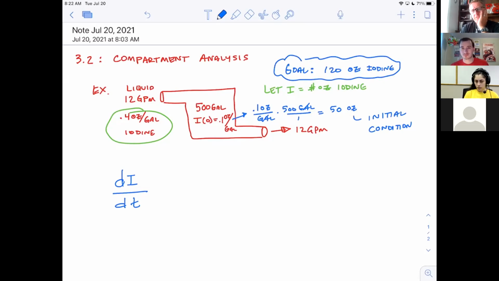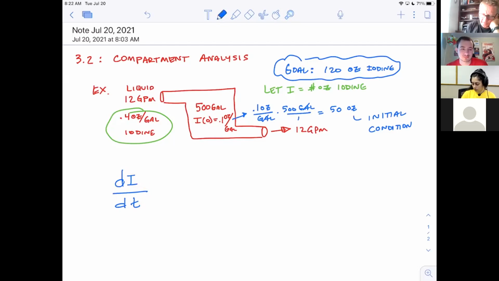And so the problem is as soon as you turn it on, the concentration's increasing. That's, if you will, the advantage of me giving this to you as a concentration, 0.1 ounces per gallon, but then I pump in 0.4. So I'm increasing the concentration. The problem is it's changing all the time. How am I supposed to keep track of it since the iodine over here is changing constantly?